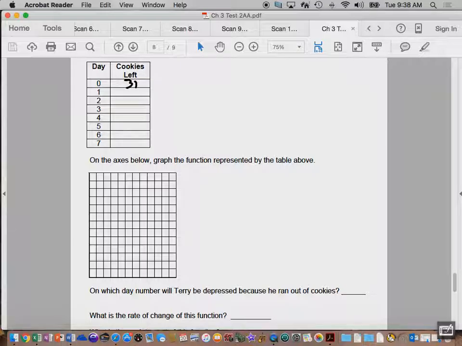Wait, 27. 27. Then 23. 23. Come on, how can you resist chocolate chip cookies? Next, 19, then 15, then 11, then 7. Are you on a diet? 3.